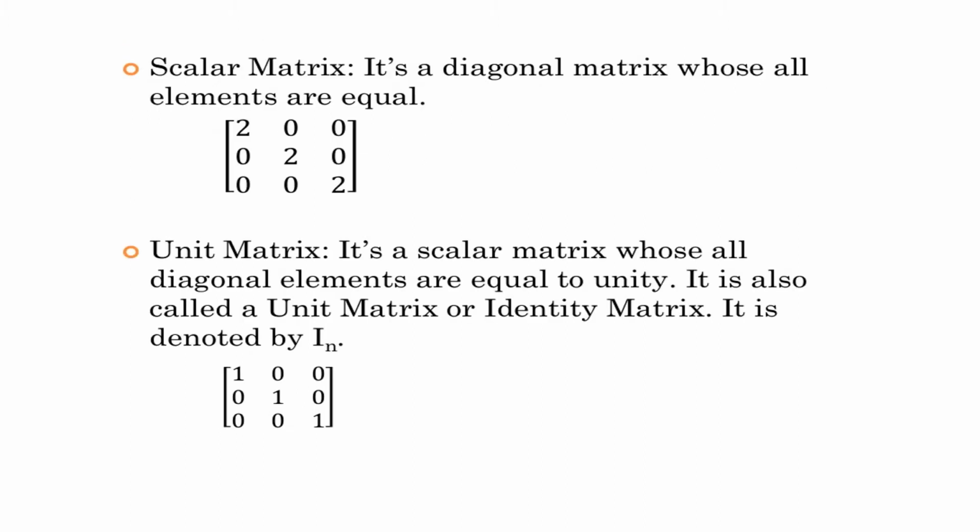Next is the scalar matrix. It is a diagonal matrix whose diagonal elements are all equal. A unit matrix or identity matrix is a scalar matrix in which the diagonal elements are equal to 1. An identity matrix of 3 rows and 3 columns is normally represented as I3.